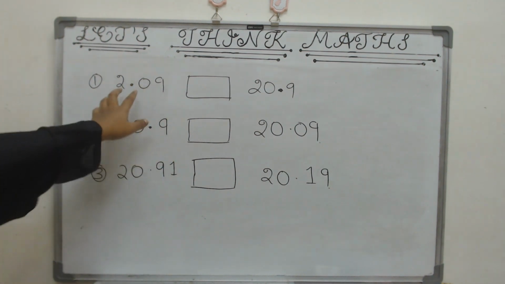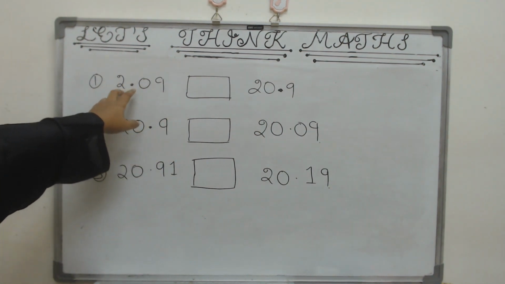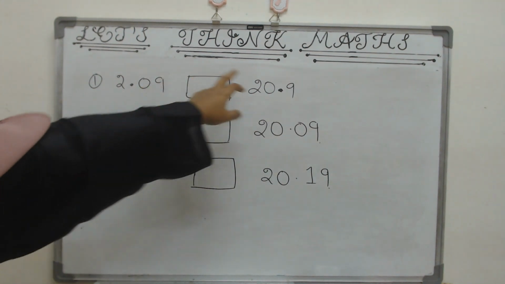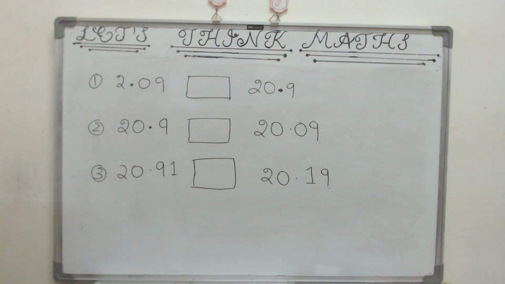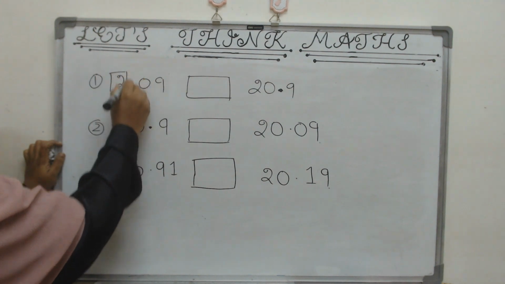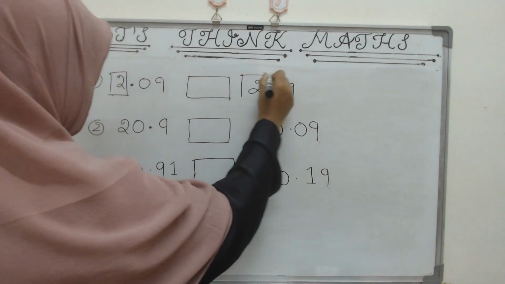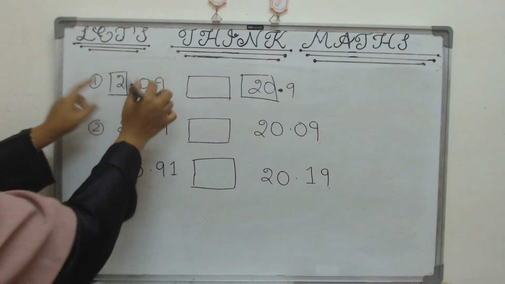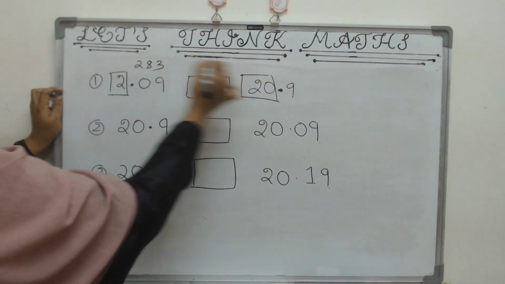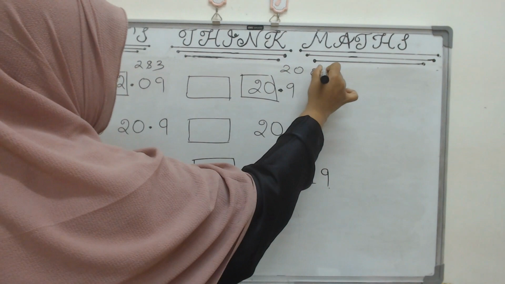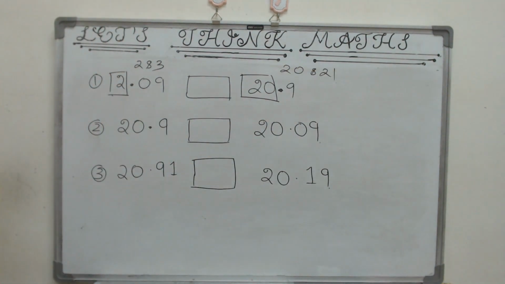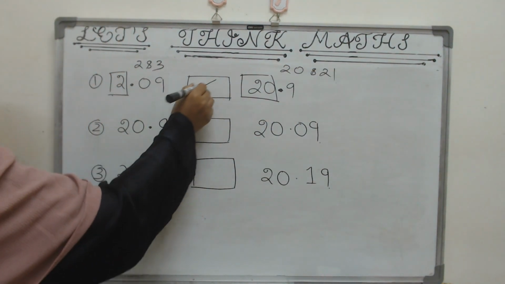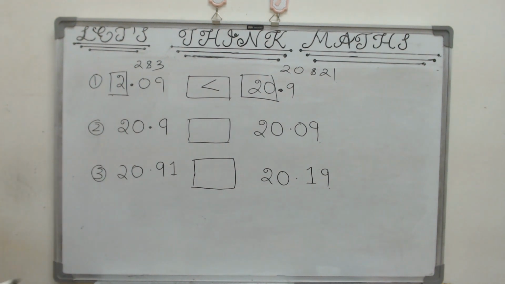Now look at this number. It is 2 point something, but this is 20 point something. Do you see the whole number part? This is 2. This is 20. That means this number lies between 2 and 3, but this number lies between 20 and 21. So which one is greater? Obviously, this one is greater. That is the first step in checking which decimal is bigger.